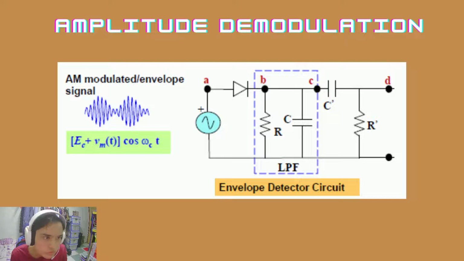So how to convert it back to the modulating signal is by using amplitude demodulation. Amplitude demodulation is a process of converting the modulated signal back to the modulating signal VMT. We use an envelope detector to demodulate the signal. The signal will pass through the diode, low pass filter, and the DC component blocker.